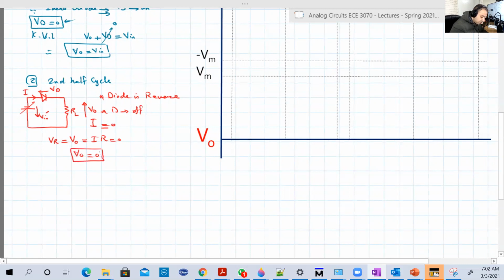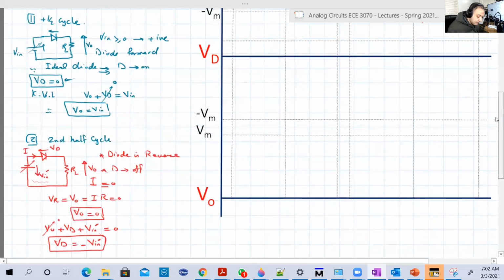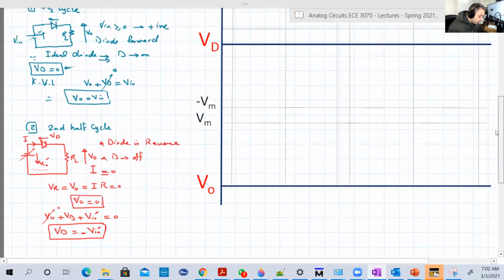Very simple. Now by Kirchhoff again, and now look at the polarity change, the flipping of the direction. So now VO plus VD plus Vin dash equals 0. VO is 0, so VD equals minus Vin dash. If you work with the original polarity, it will be just Vin. VD is equal to Vin.